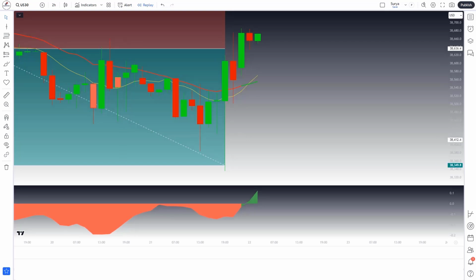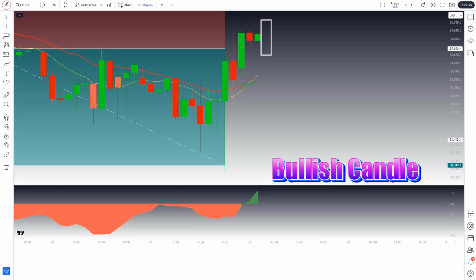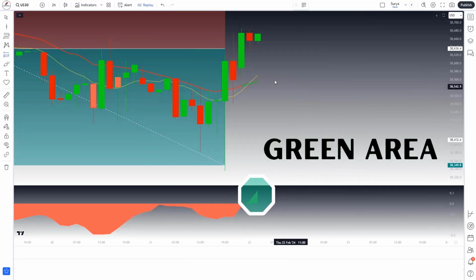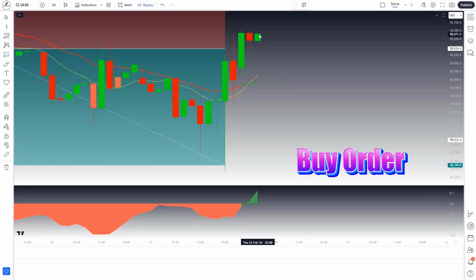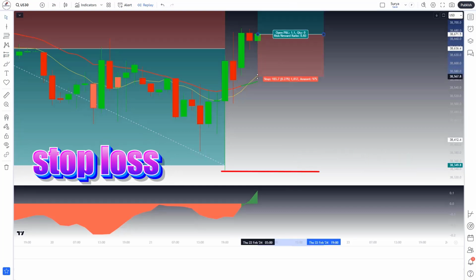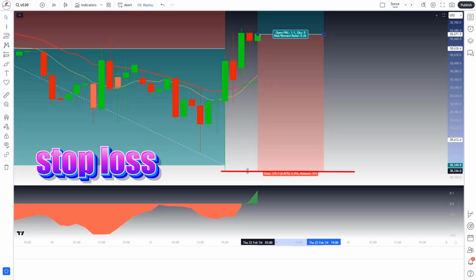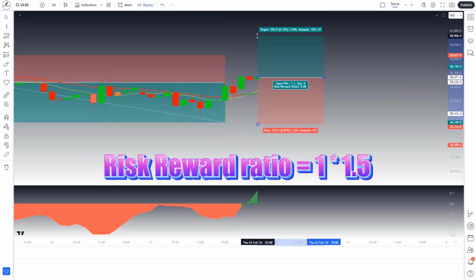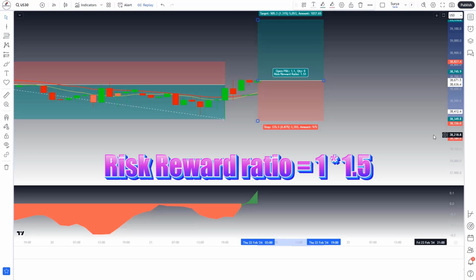When both the lines of Setup 123 Scalper Indicator cross each other, and the plot line becomes green, and the market forms a bullish candle. And when the Elliott wave oscillator indicator forms a green area, if this condition is met, then we will take a buy order. Our stop loss is to be placed at the previous low of the market, and the risk to reward ratio will be 1 to 1.5.